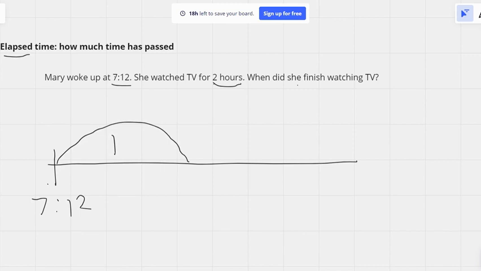And I'm going to write 1. I could write hour. I could write H. I'm going to write HR because that's the abbreviation for hour. So 1 HR means 1 hour. Now I'm thinking, okay, after 1 hour goes by from 7:12, what time will it be? 7:12, 1 hour later is going to be 8:12, because no minutes have passed, just 1 hour. So 1 hour from 7:12 is 8:12.